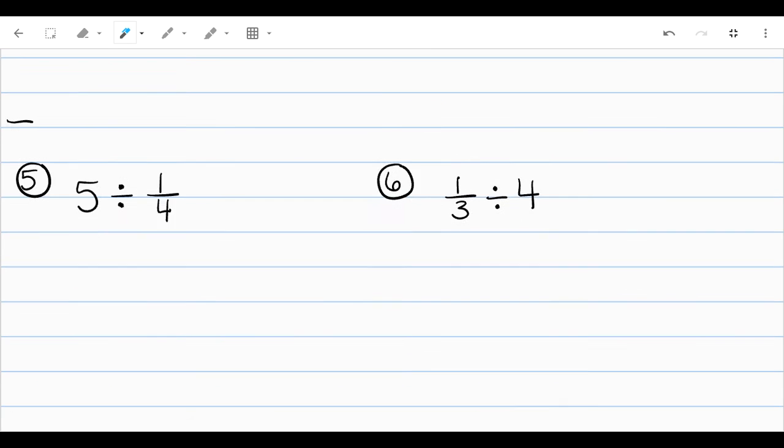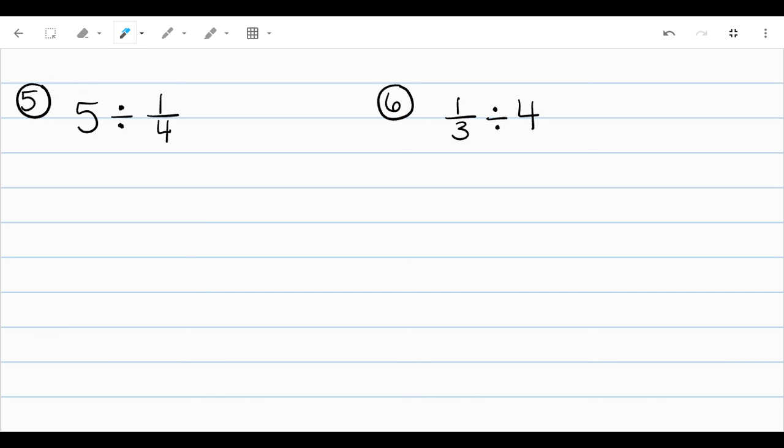All right, let's look at a couple more examples. So 5 divided by 1/4. Let's make 5 a fraction, so 5 over 1. We're going to keep 5 over 1. We're going to change division to multiplication, and we're going to flip 1/4 so it becomes 4 over 1. All right, so 5 times 4 is 20. 1 times 1 is 1. And we can simplify 20 over 1 to be 20 wholes, 20 as a whole number. All right, and one more.